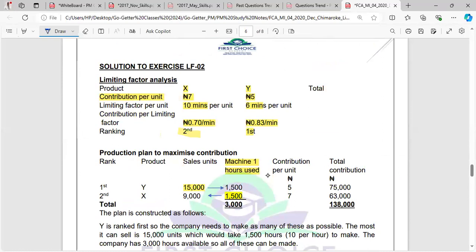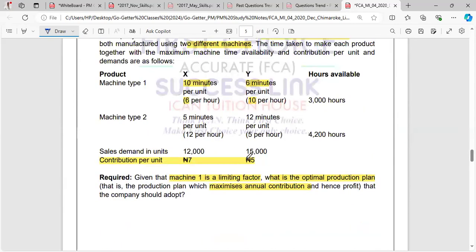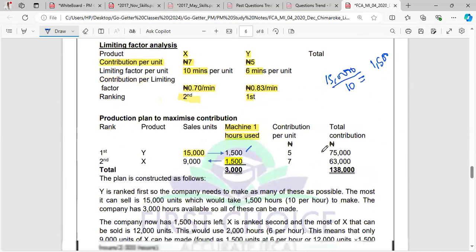And you want to make 15,000 units. And you are doing 10 units in 1 hour. How many hours are you going to get? 15,000 divided by 10 is going to give me 1,500 hours. And that's this 1,500 we have here. Now, what is the original contribution? The original contribution of Y is 5 naira. So that's what we brought here.